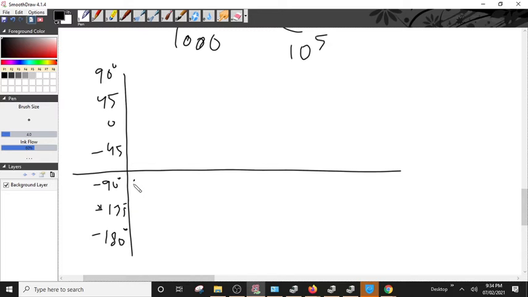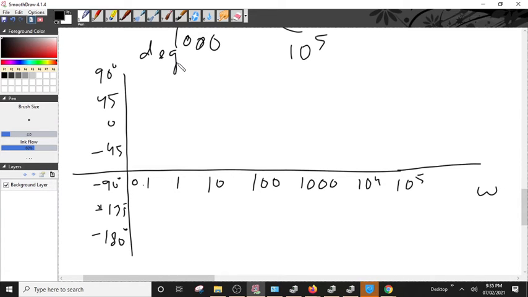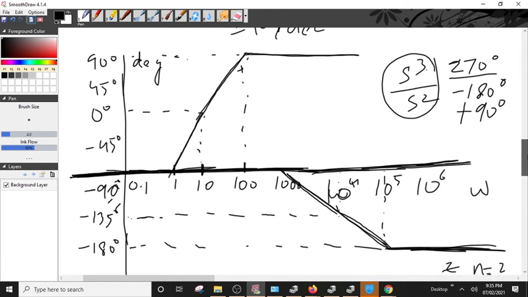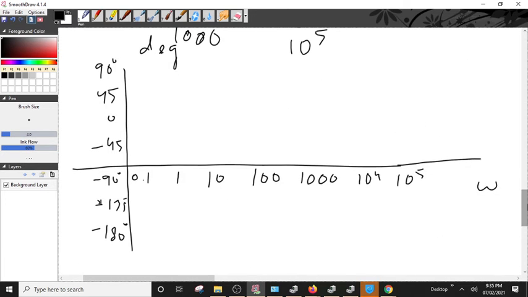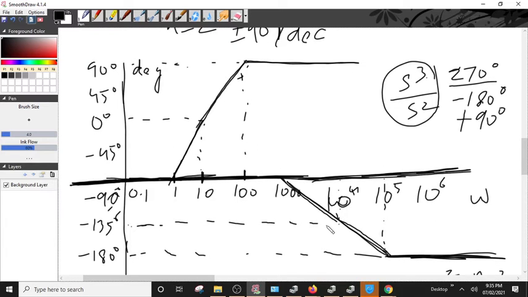Okay, and there was our 0.1, then 1, then 10, then 100, then 1000, and 10 power 4, 10 power 5. Okay, this is omega and this is degrees. So just start adding the lines. Our origin is at minus 90 degrees, so we have to add only these two lines, because the origin was already the added version of these contributions, right? So we just have to add the slopes.